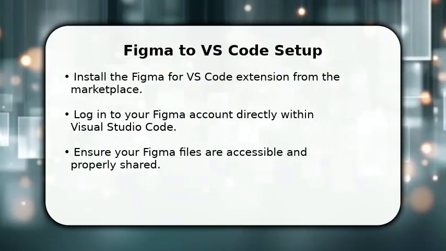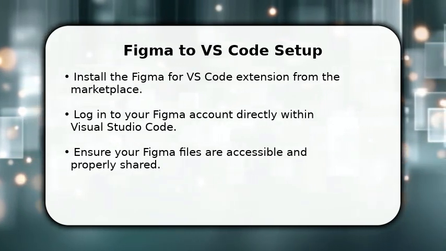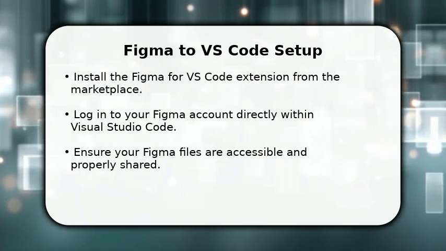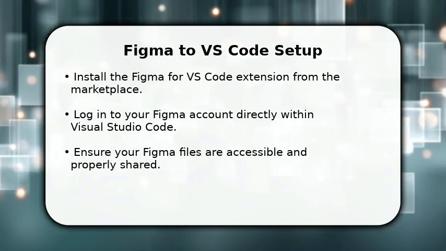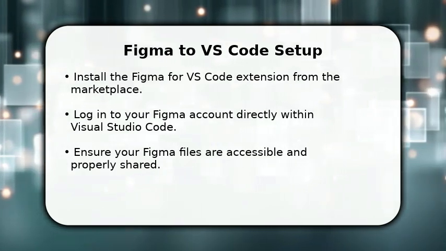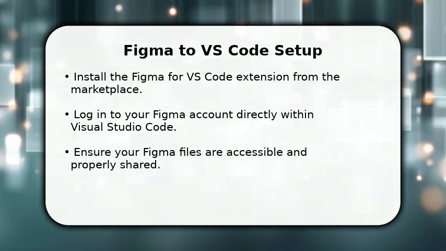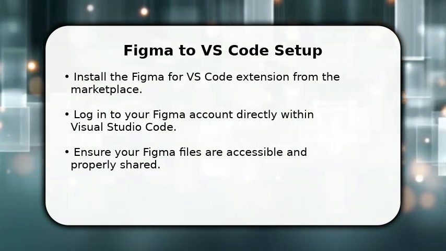In this video, I will explain how to connect Figma to Visual Studio Code. First, open Visual Studio Code and navigate to the Extensions view. Search for and install the official Figma for VS Code extension. Once installed, you will see a new Figma icon in your activity bar. Click it to begin the login process, securely linking your Figma account.